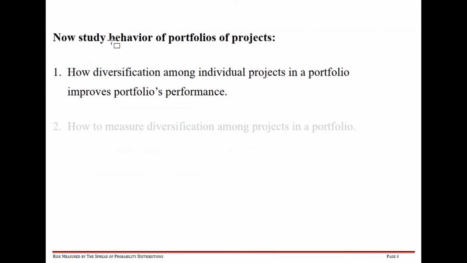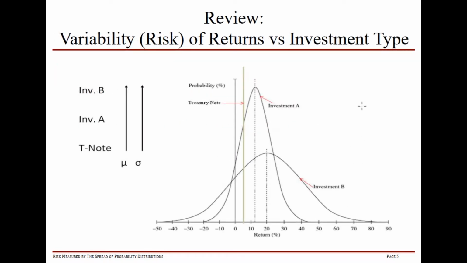So now, like I say, we're going to be looking closely at the behavior of portfolios of projects and addressing in particular two things. First is how diversification among the individual components of a portfolio can help improve its performance. And on the other hand, how to measure diversification among the individual projects in a portfolio. So let's do a quick review to help get us started on the variability or risk of returns of an investment or a project versus the investment type we're looking at.